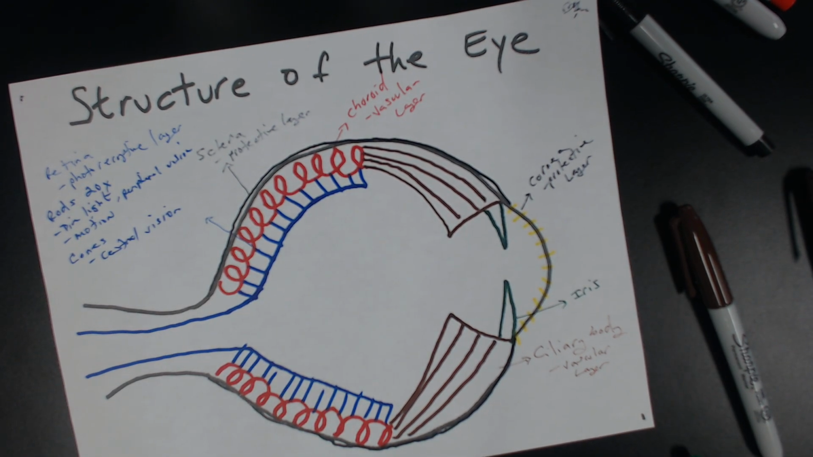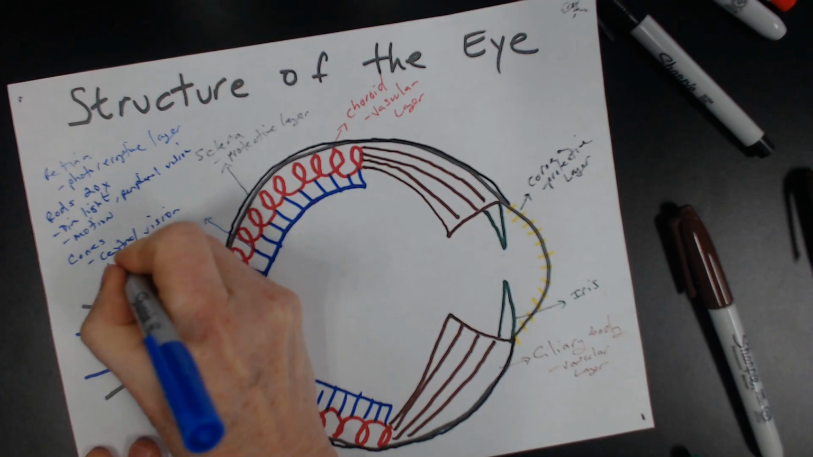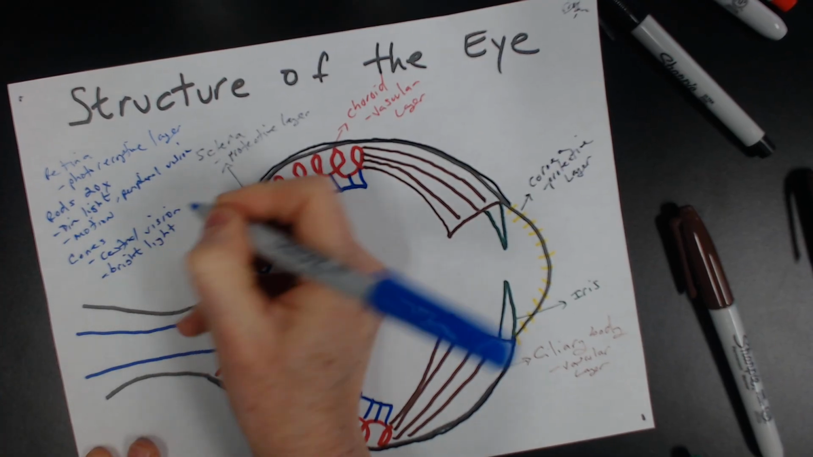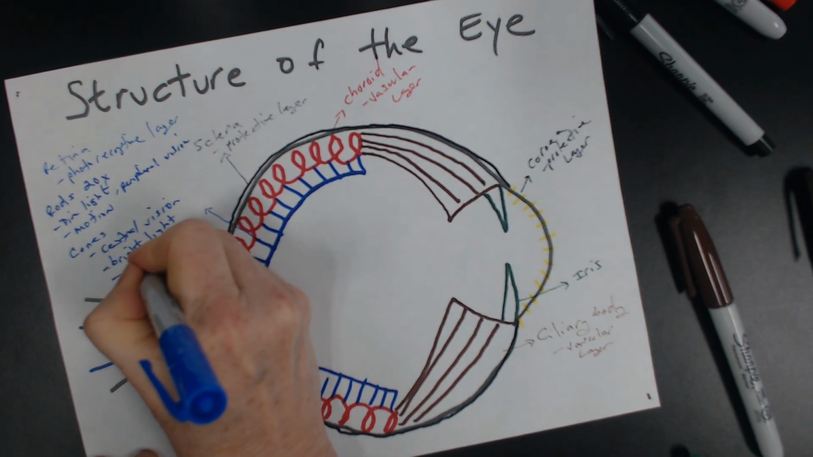They function best in bright light. And they're great for seeing things in fine detail. So when you have something out here that's moving, you really can't see it clearly, right? You don't see a lot of detail, you see the motion. But if you have something right in front of you that you're trying to read, that's when you're going to use your cones. So it's good for fine detail.